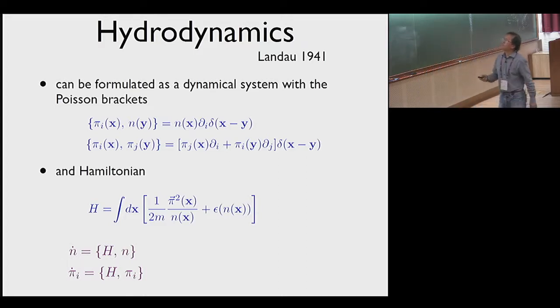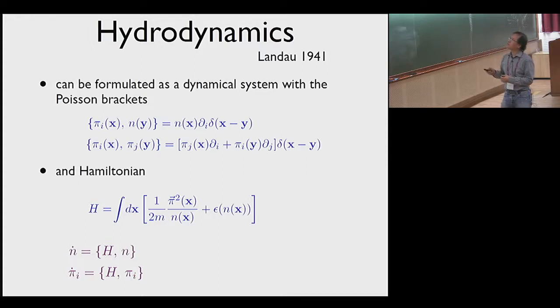So if one postulates a certain commutator or Poisson bracket between this momentum density and the particle number density, we can show that the usual conservation law and the Euler equation are just the Hamiltonian evolution of these parameters. So Landau then followed this analogy and built up his theory of the superfluid helium.